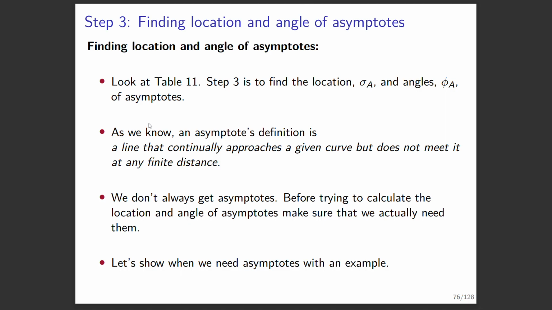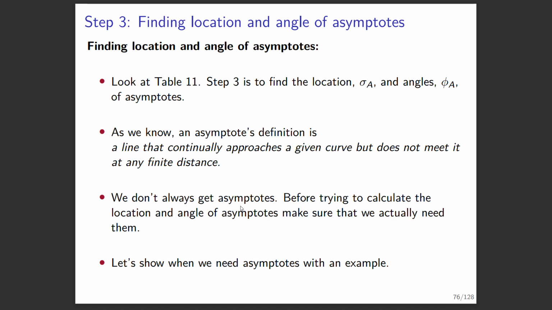So what that means is that we are going to have lines, or vectors, that a root locus is going to get very close to, but it's never going to actually touch. We don't always get asymptotes. Before trying to calculate the location and angle of them, we should make sure that we actually need them, otherwise we are just wasting time in the exam or whenever we are computing these things. If you do calculate them, it's not going to give you something wrong. It is going to tell you that the asymptote doesn't exist, but you should be careful to not just compute it without really needing it.